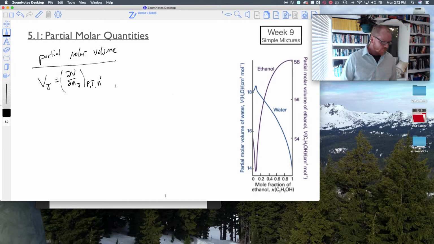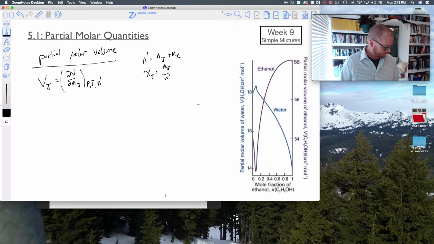Okay. So for example, if I have a mixture of J and K, so N prime is Nj plus Nk. So the totals of those are constant, but we recognize that I can either vary the number of moles of J in my mixture, or I can vary the number of moles of K in my mixture such that they add up to a mole fraction that's always consistent. So for example, the mole fraction of J is going to be Nj over N prime.